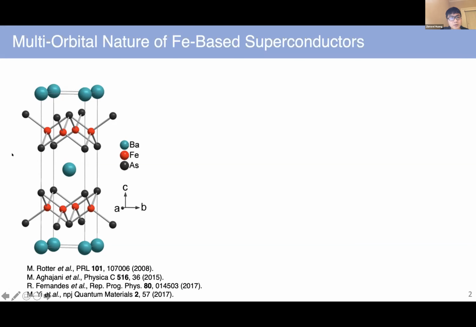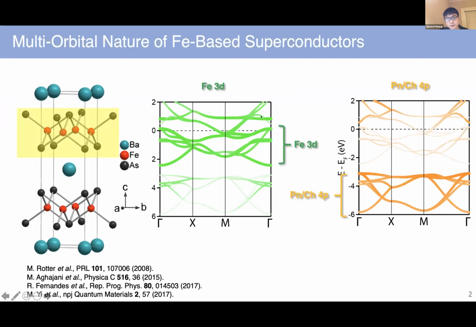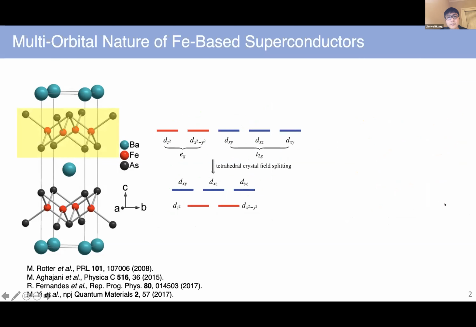It is generally agreed that the iron-pnictogen layer is critical as it is the building block of all the iron-based superconductors, and is where the low-energy electronic structures originate from. DFT calculations have shown that the iron 3d orbitals occupy the lower binding energy, around the Fermi level, while the pnictogen p orbitals occupy the higher binding energy.